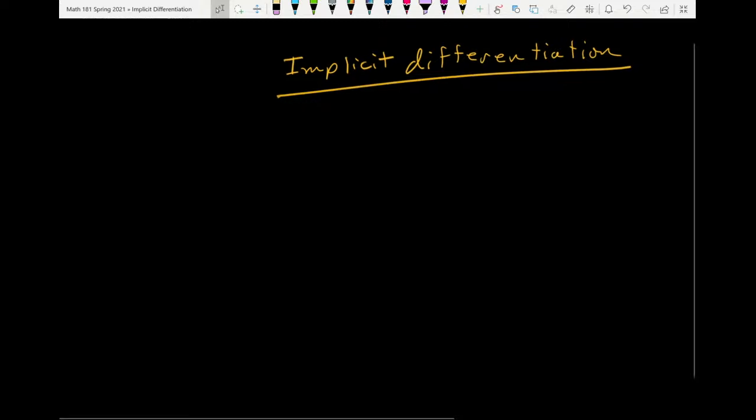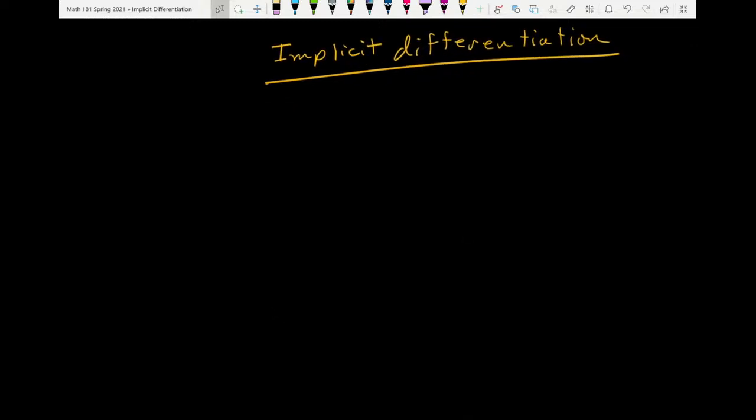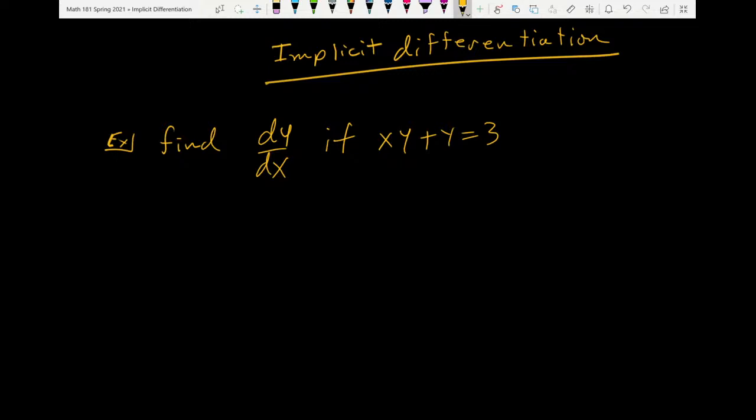All right. So today we're going to look at implicit differentiation. So, a question like this. Find dy/dx if x plus y equals this. So when you get this type of equation with two different variables, how do you find the derivative of that? That's what we need to look at.